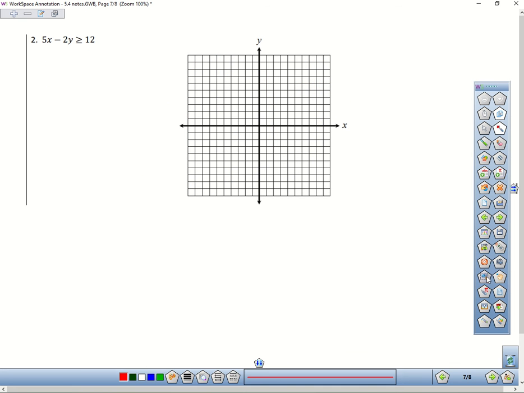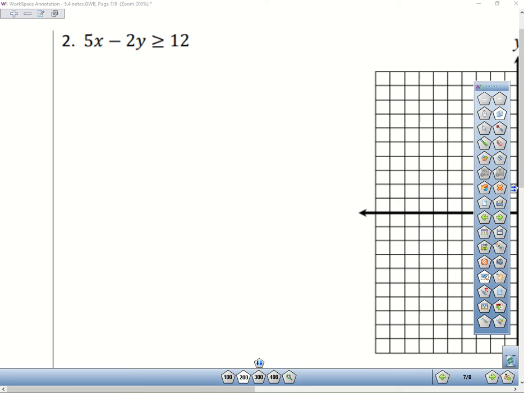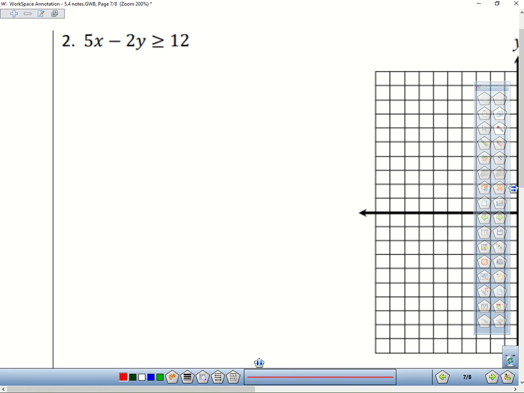Alright, for the next one, I'm going to zoom in so that you guys can see the equation again. Better? The first thing you're going to do is, this is what we call standard form. So I have to get it out of standard form into slope-intercept. If you have a term with an x in it, you have to get it to the other side. So you're going to subtract the term with the x. This becomes negative 2y is greater than or equal to negative 5x plus 12. The 12 is positive, the 5x is negative.